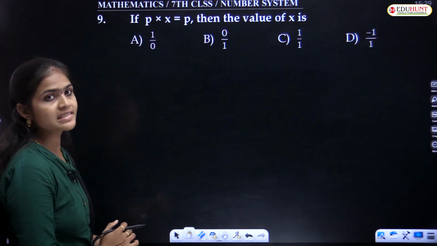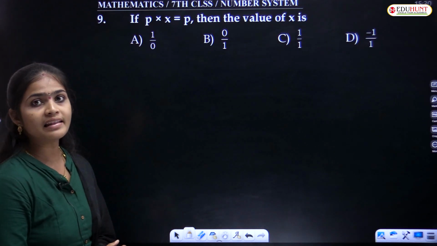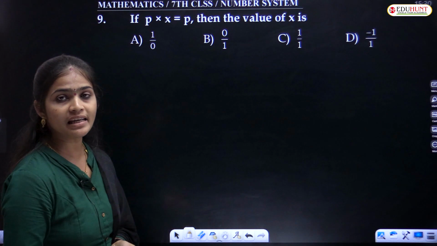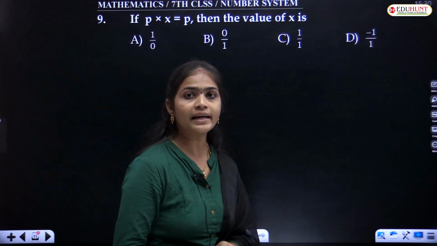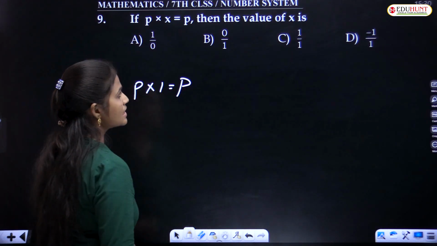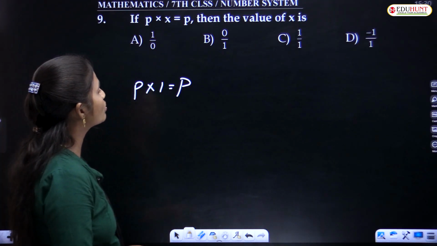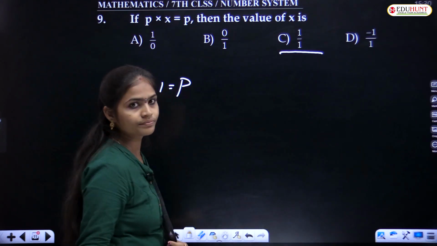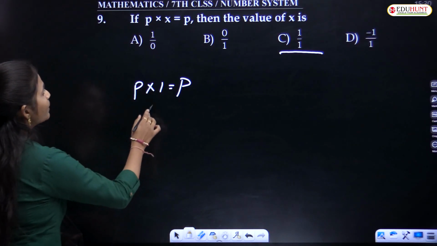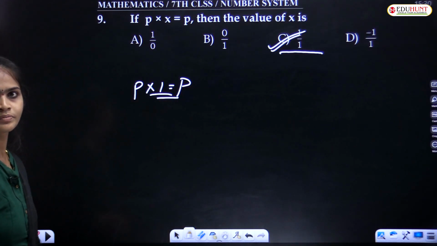Here P into X is equal to P, then what is the value of X? By which number will we multiply any number to get the same number itself? By 1. So P into 1 is equal to P. Yes or no? Then the value of X is 1 by 1, which is nothing but 1 only. That's why, as the multiplicative identity is given, Option C is correct here.